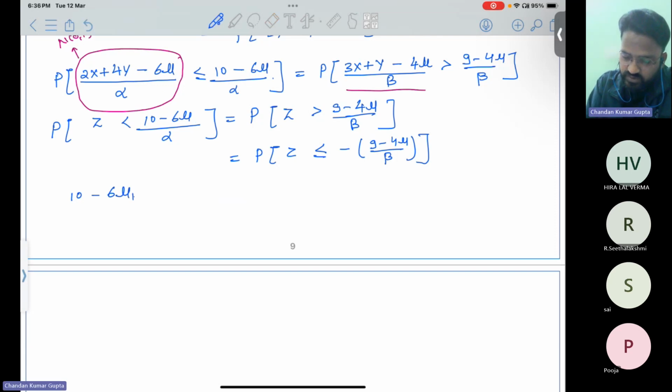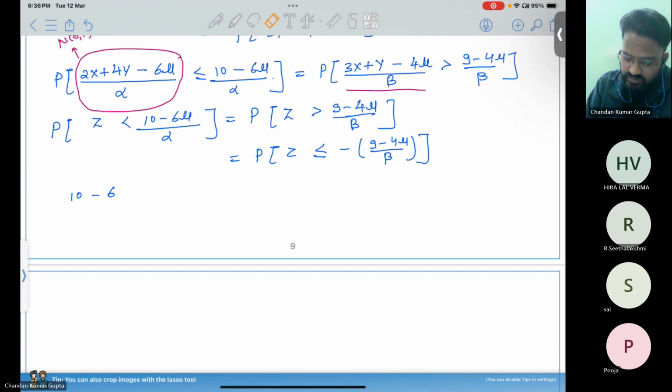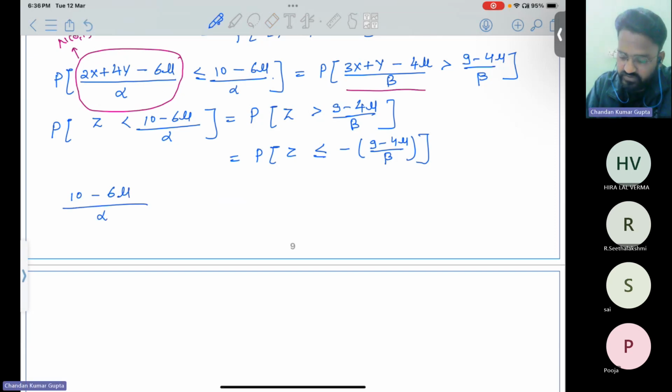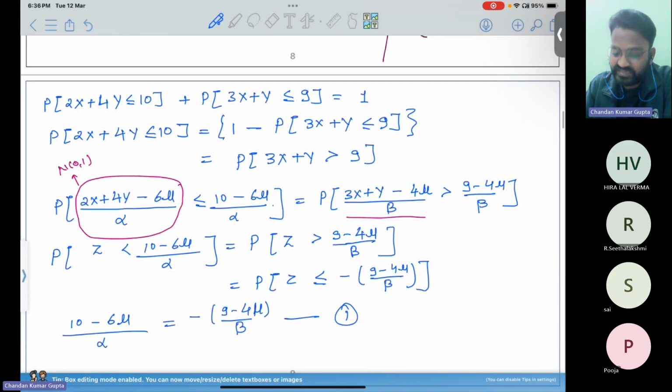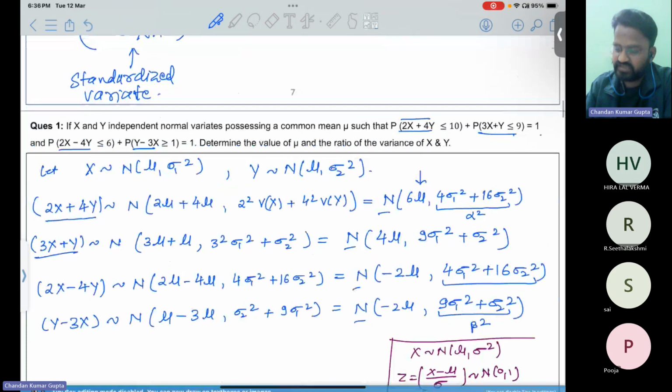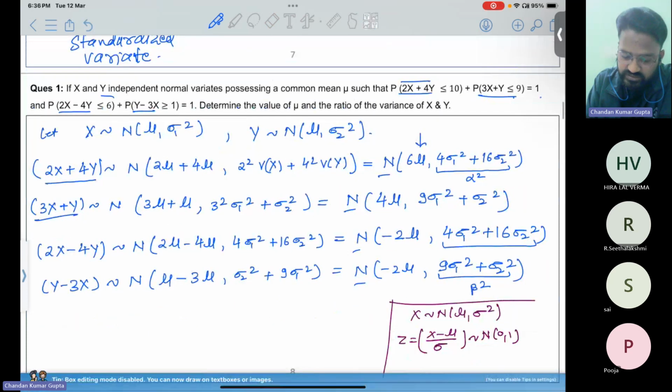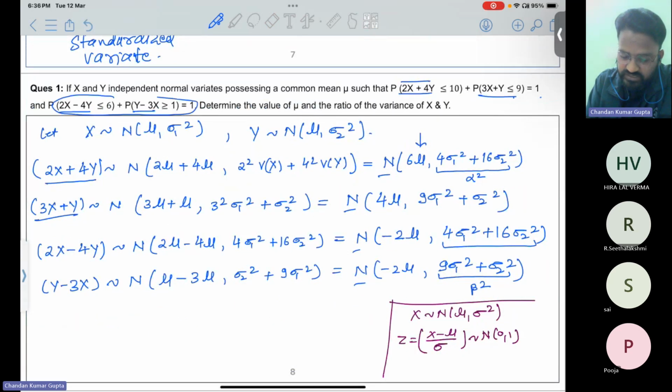6 mu upon alpha, which is equal to minus times of 9 minus 4 mu upon beta. Suppose it is our first equation. In a similar manner, we can use this relation, this condition which is given.